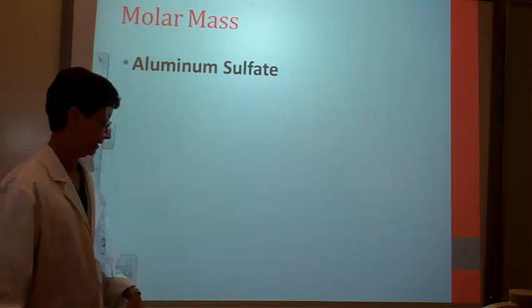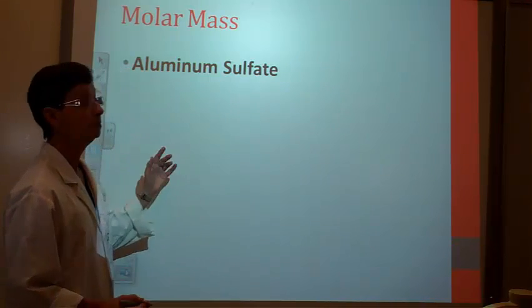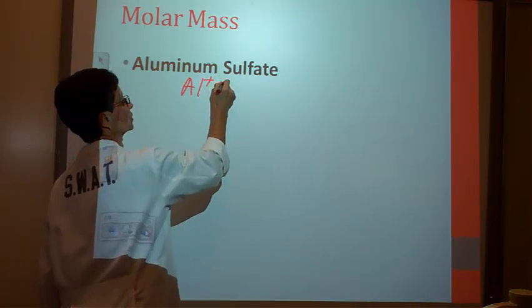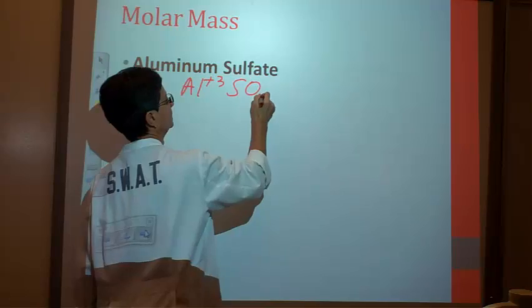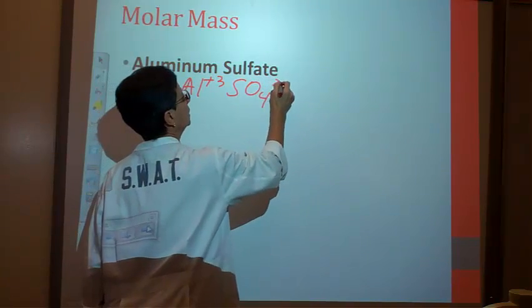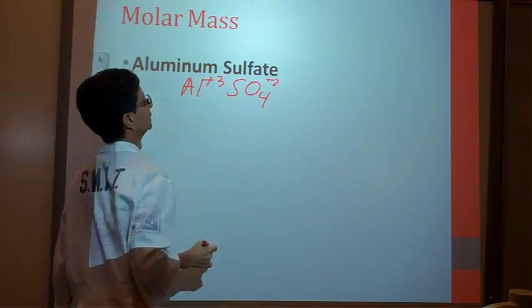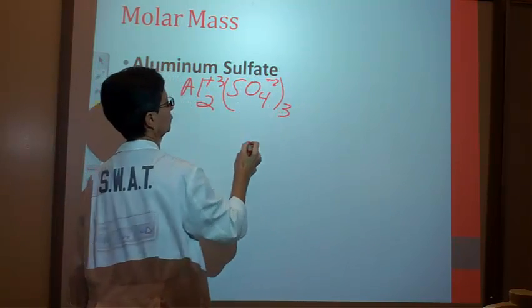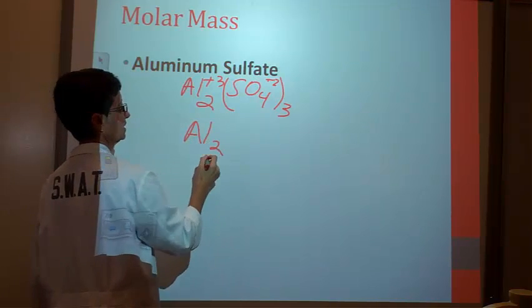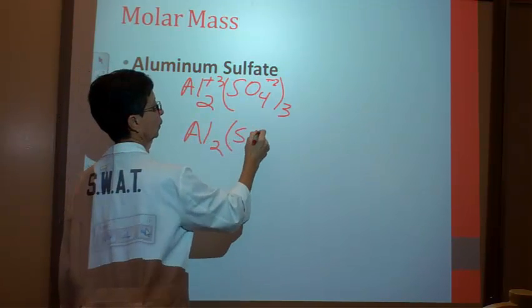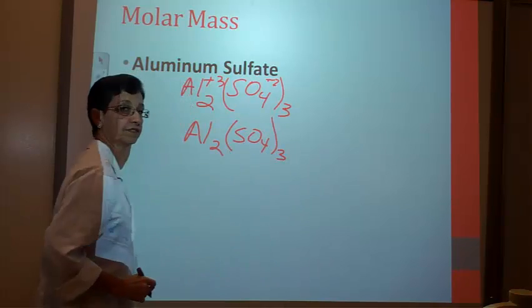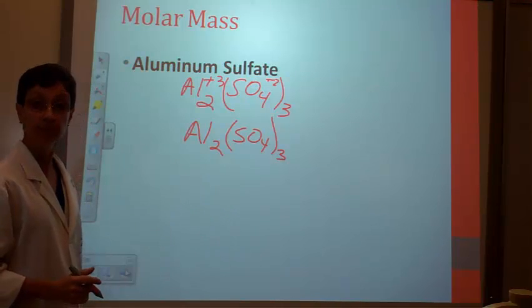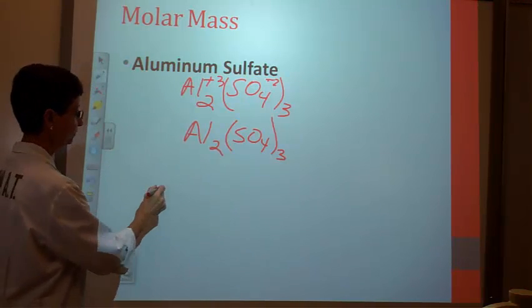All right, let's try this one now. Another example. Aluminum sulfate. You have to write the formula. Aluminum, charge +3, sulfate, SO4, -2. Crisscross: 2 goes over here, 3 goes over here. I'll rewrite it without the charges: Al2(SO4)3. So now this is just a little bit more complex, but it's doable.